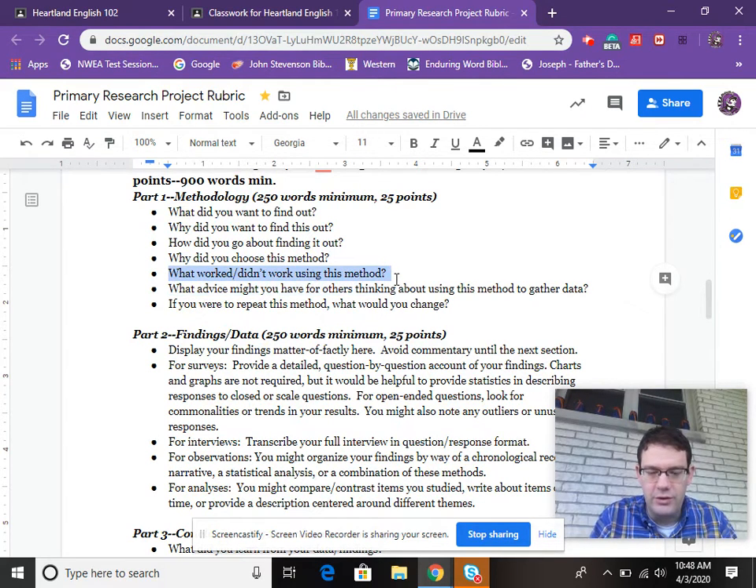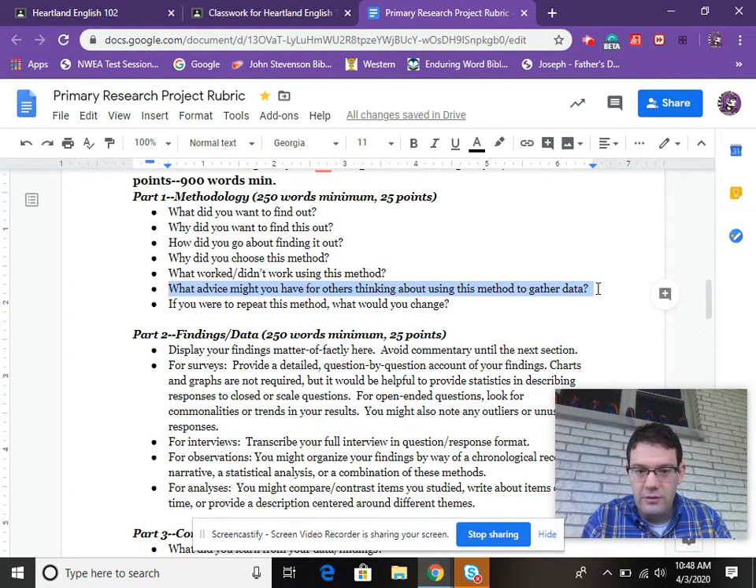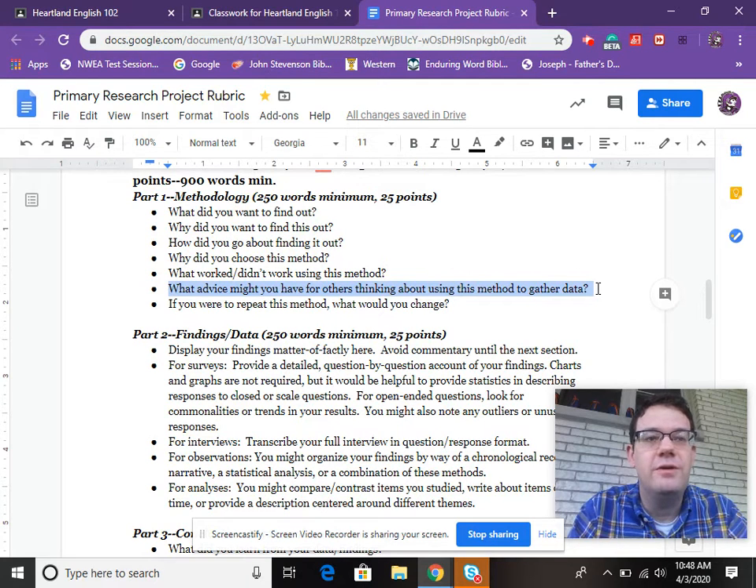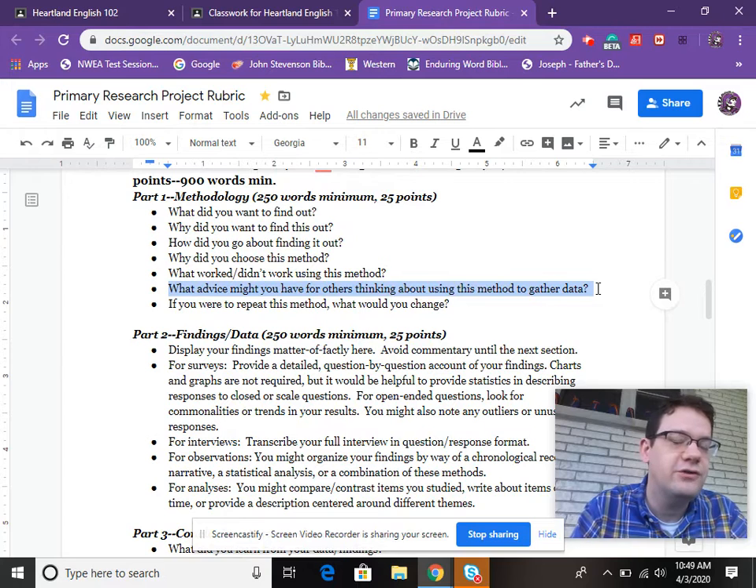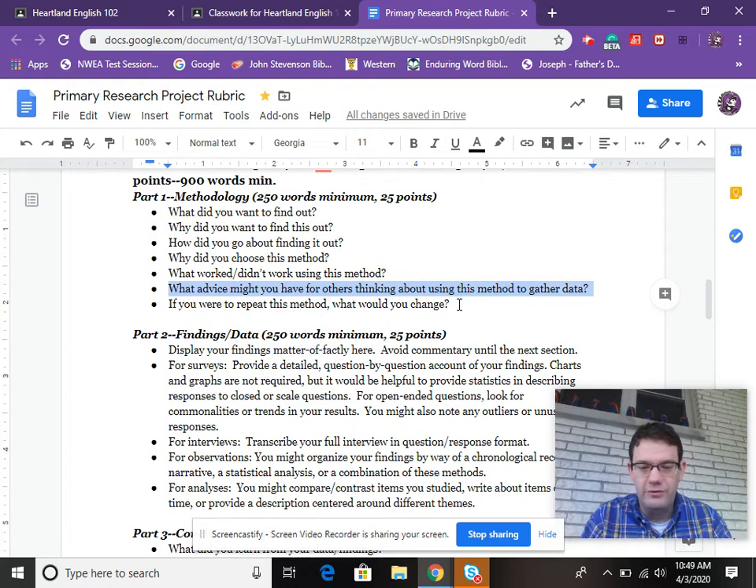What worked, what didn't work, and if things were difficult or hard, talk about that. That's fine. I think that's part of the project, reflecting on your experience doing primary research. What advice would you have for others thinking about using this method to gather data? For example, if you did a survey and got your data back and felt like, man, this wasn't a good question, or I should have asked this question, you can include that sort of thing. Maybe you got some feedback that was just people being goofy. You can talk a little bit about that too. And if you were to repeat it, what would you change?